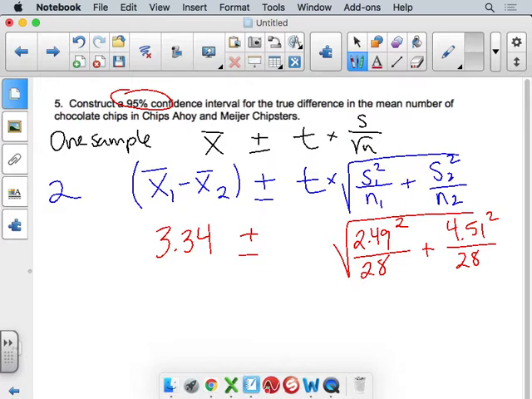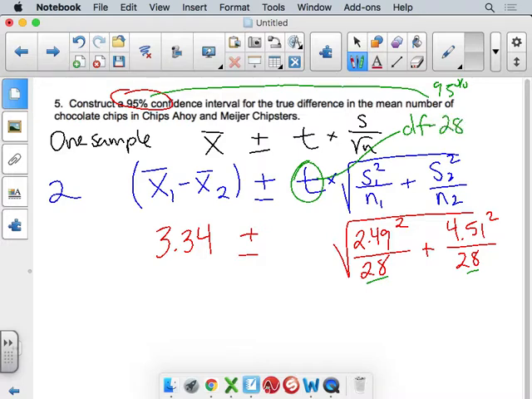4.51 squared over sample size 28. All right. And then the T, so to get your T value, remember we need to get our degrees of freedom. And it's also dealing with the 95% confidence. So here's the tricky thing on the degrees of freedom for the sample size. Since both our sample sizes were 28, it actually makes it simple. So the degrees of freedom is 28 minus 1. So you can use the degrees of freedom of 27.